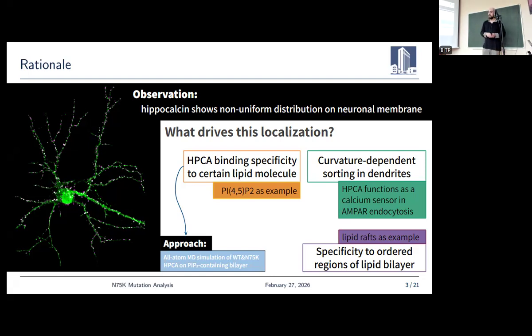Another hypothesis is that this protein is sorted by membrane curvature, by its folds. Another hypothesis is that it primarily binds to ordered membrane regions. So we were testing the hypothesis about binding PIP2 and about preferable binding to lipid rafts, but I guess all atom molecular dynamics in this case isn't the best choice.